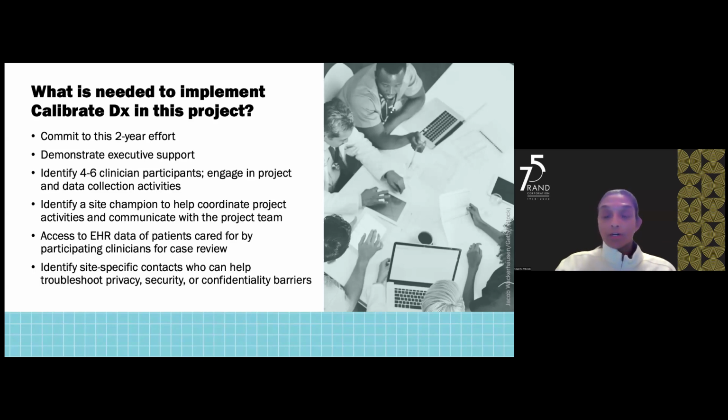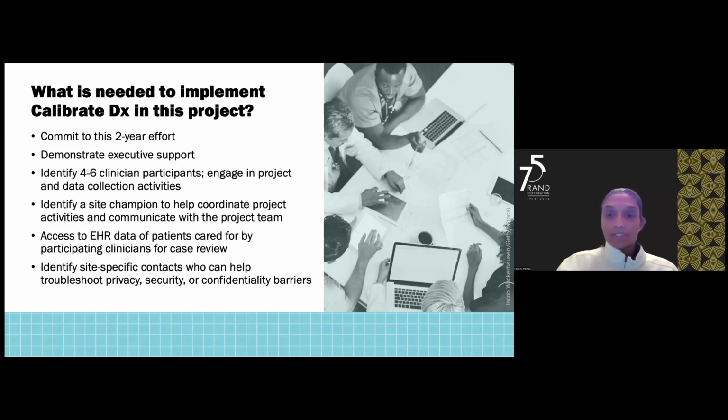We are looking for executive support for the site's participation in this project. Of course, a handful of clinician participants who will actually use CalibrateDx engaging in the project activities. It helps to have a site champion at each site to help coordinate project activities and communicate with us, the project team. Of course, clinicians who participate in this will need access to medical record data of the patients that they are reviewing, of the patient cases that they are reviewing.